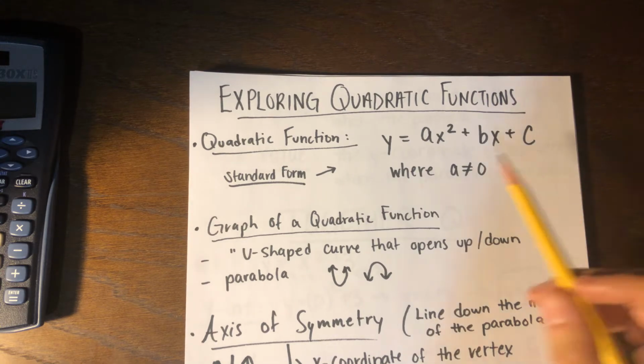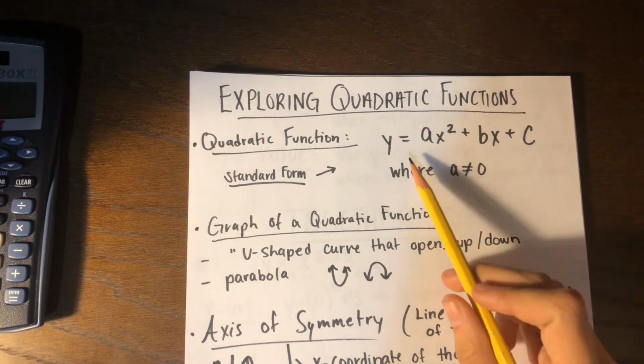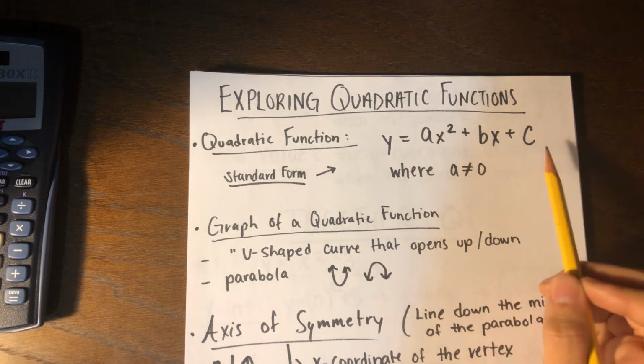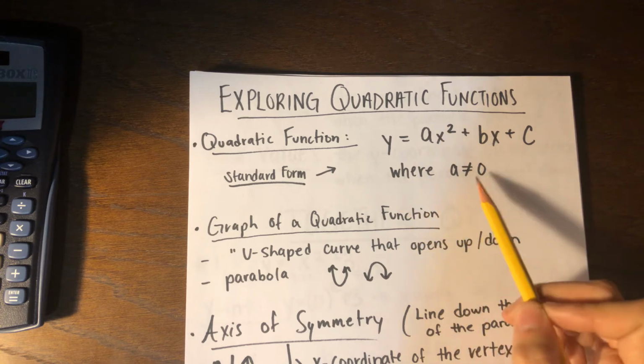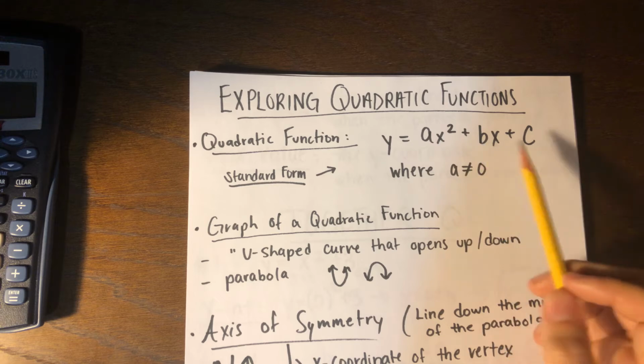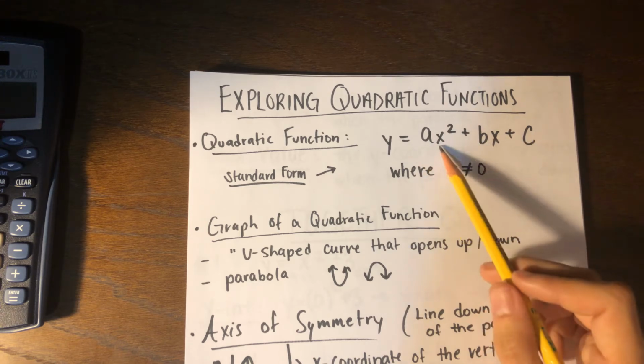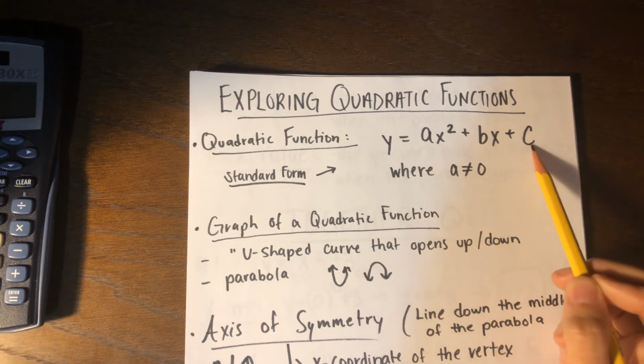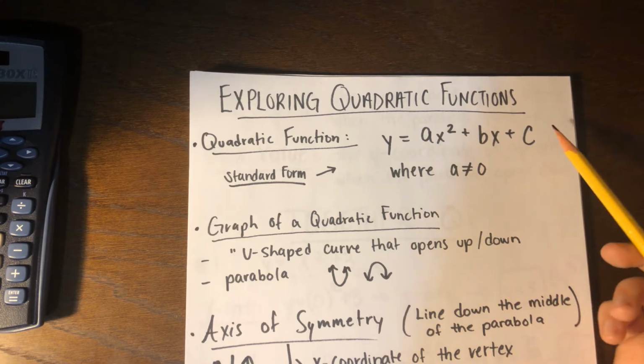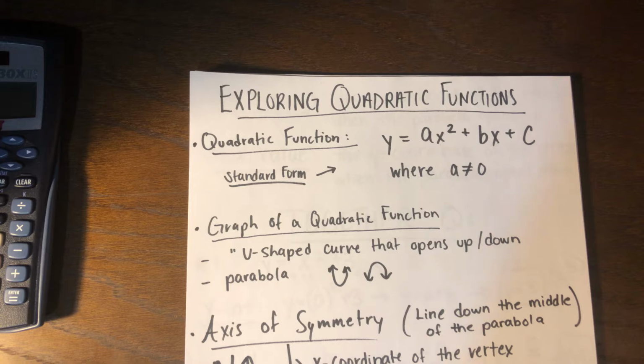Okay, a quadratic function in standard form is written as y equals ax squared plus bx plus c, where a does not equal 0, and that's because a, b, and c are numbers, okay? A and b are coefficients because they're numbers in front of a letter. C is a constant because it's just a number by itself, okay?